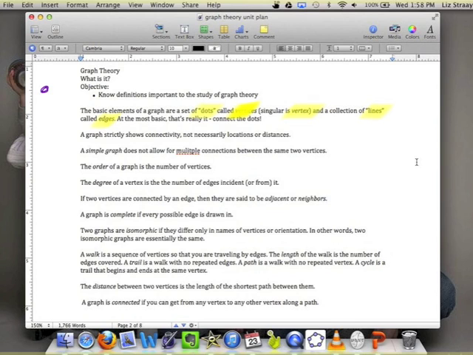Like this unit is totally applied math. Okay, so we're going to be doing a lot of applying to real-life situations here. A graph, it says, strictly shows connectivity, not necessarily locations or distances. Okay? So that means that when we draw a graph, we can just put these points wherever we want, and we can connect them in appropriate ways, and somebody else may have put their dots in different places, but connected them the same, and that's okay. So locations and distances are not important in drawing a graph.